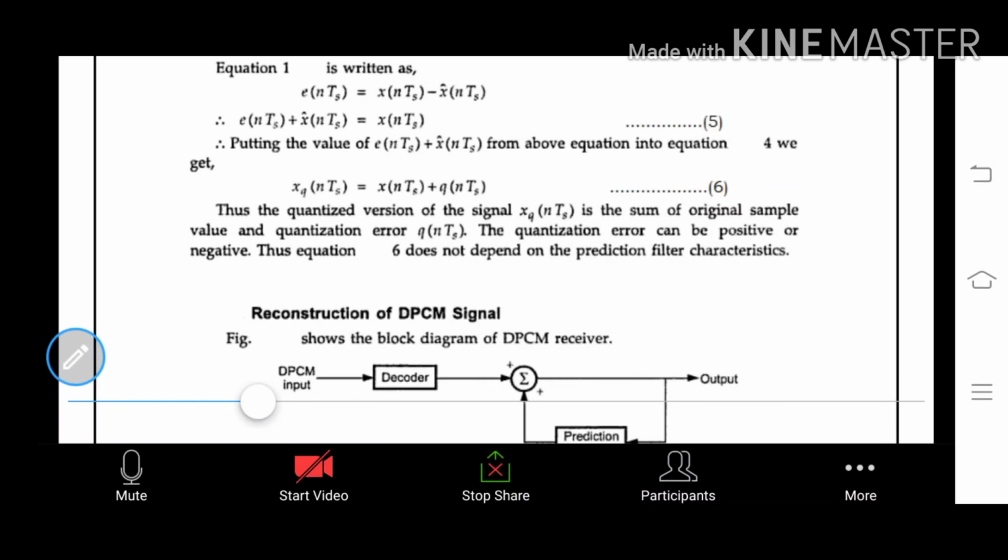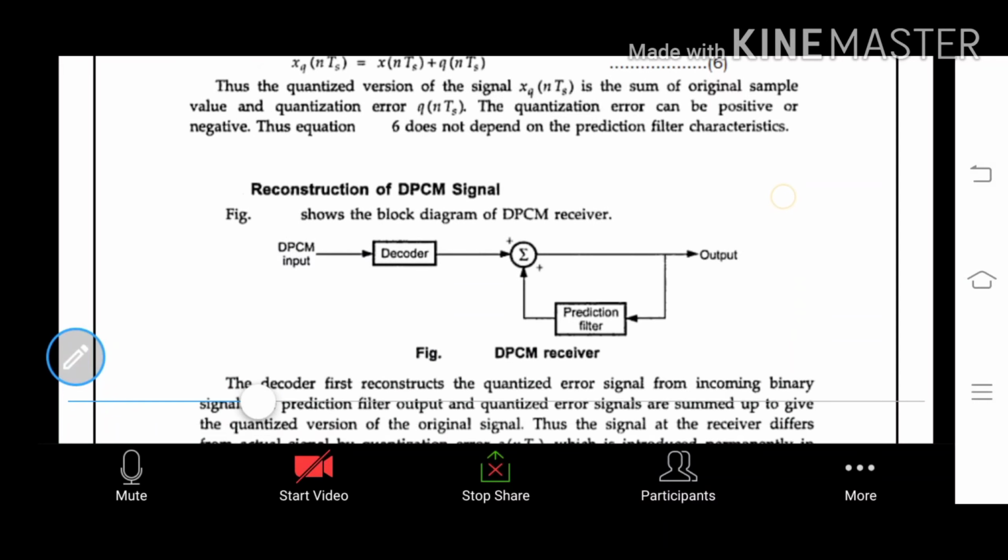Then next we observe that this is the continuous version of the signal xq(nTs), the sum of the original sample values and the quantization error. That is simply the adding of the signals, the adding of the input signals also.